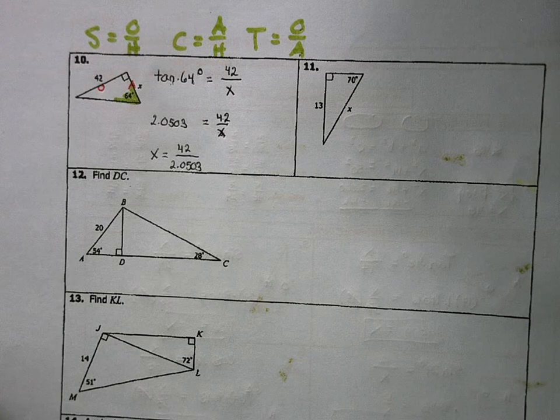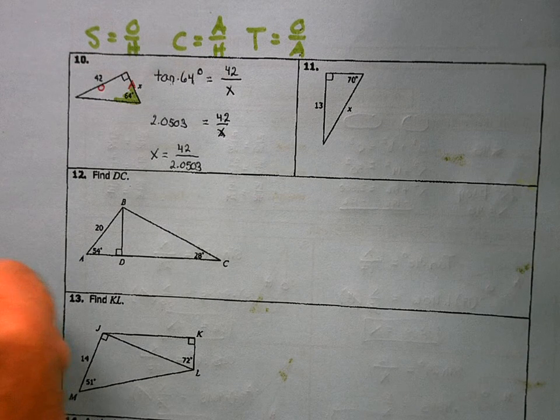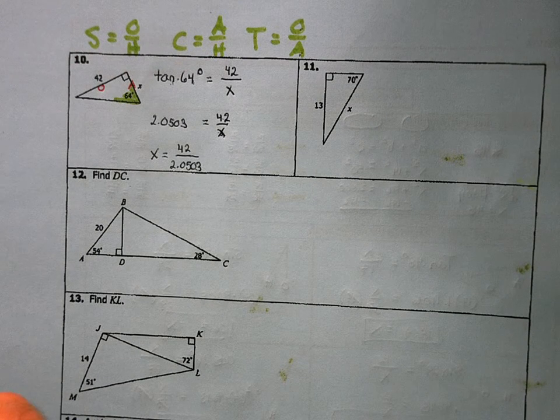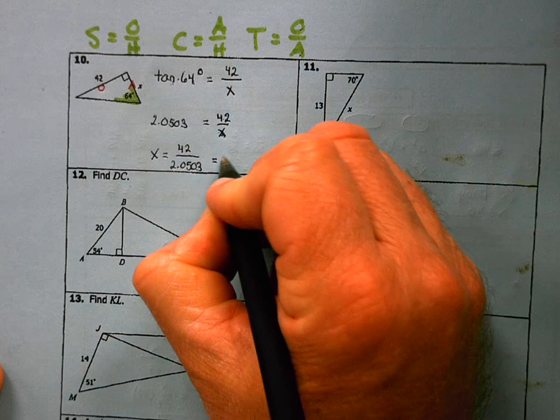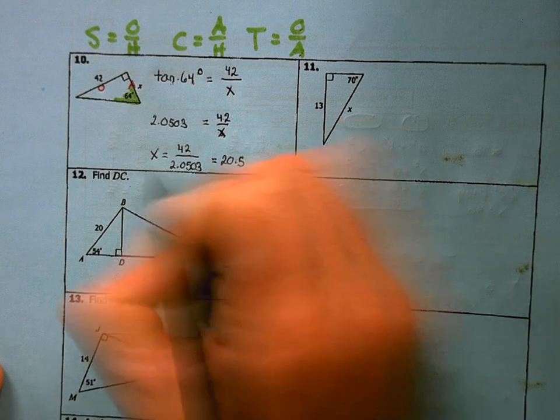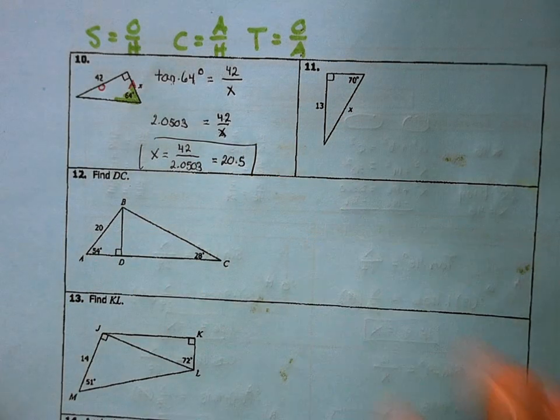42 divided by 2.0503 turns out to be 20.5. So there's the answer to number 10, 20.5. Okay. All right, moving on to number 11.